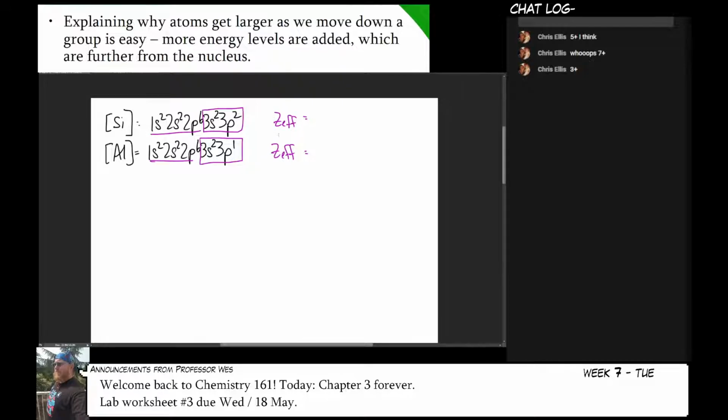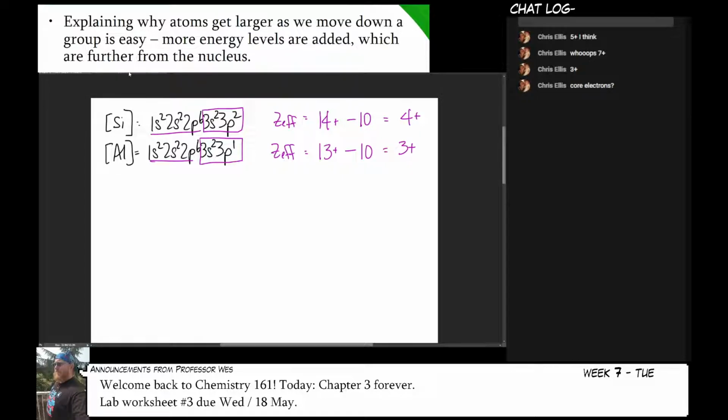So for silicon, silicon is element number 14. And there are 10 core electrons. For aluminum, I have 13 protons in the nucleus, and I still have 10 core electrons. And so these are our Z effectives. For silicon, we get 4. And for aluminum, we get 3.